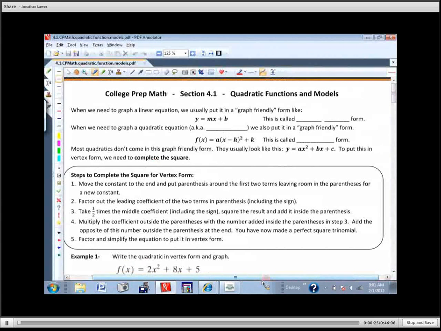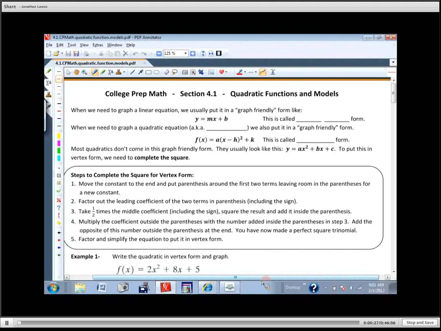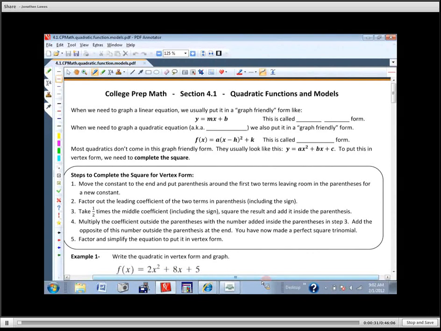So this section is about quadratic functions and models. So can anybody tell me what a quadratic is? Yeah. It's the x squared plus something, or there's like this. Yeah, that'll work. It's got an x squared in it. That's the highest power. So it's got to have an x squared in it. It can't have an x cubed, but it's got to have at least an x squared. It doesn't need an x term, it doesn't need a constant term.